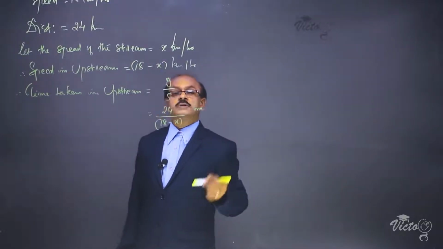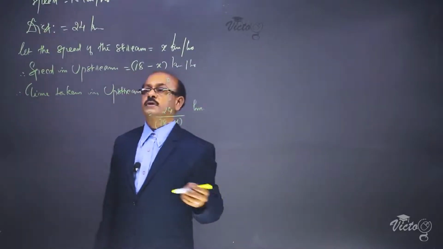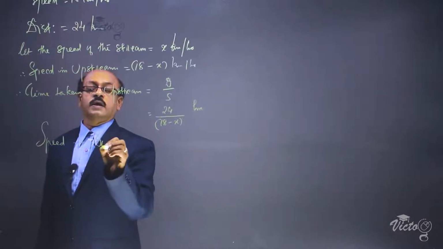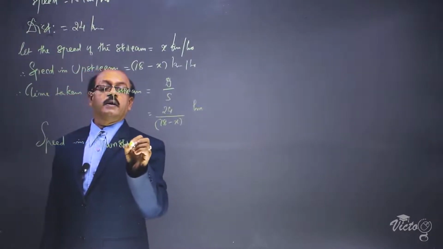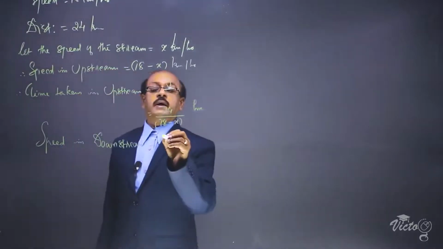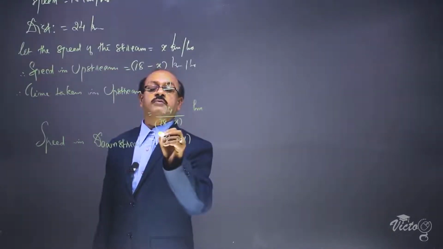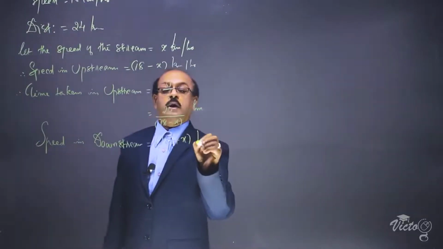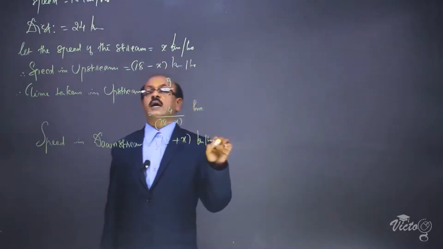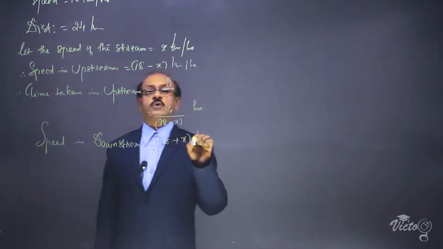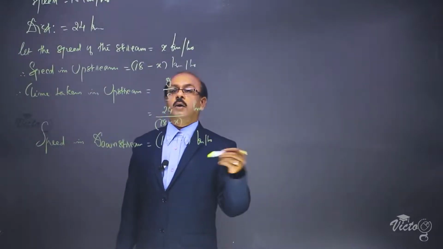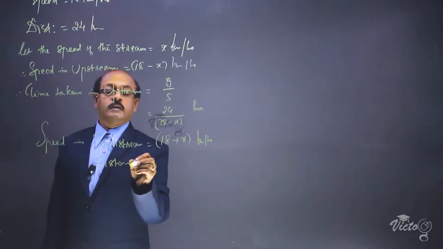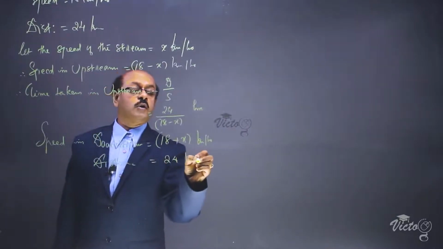Now, speed in downstream. We are going to find out the speed in downstream. Speed in downstream is equal to 18 plus x. We have to add the speed of the stream to the original speed of the boat, kilometers per hour. The distance is same in both the cases. The distance is 24 kilometers in upstream motion and in downstream motion also.